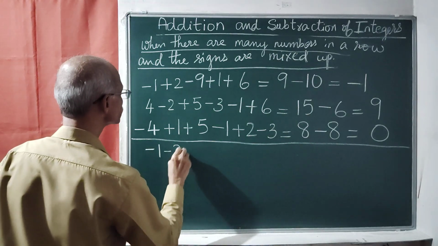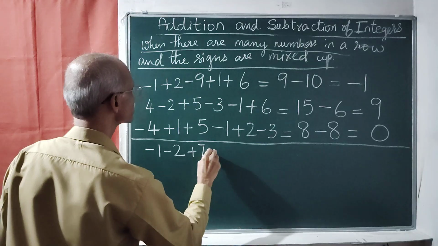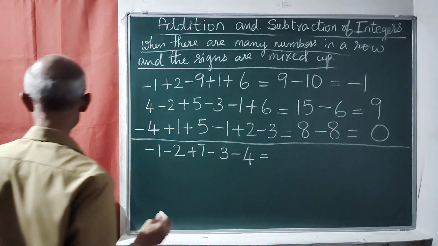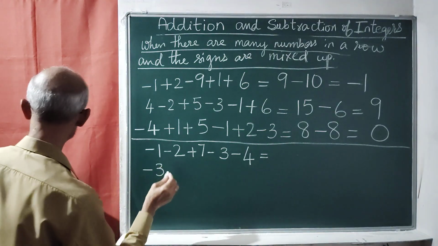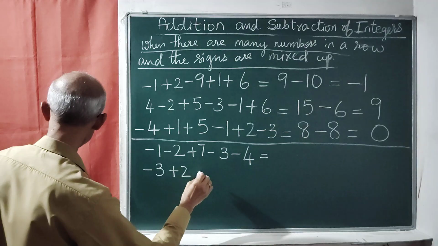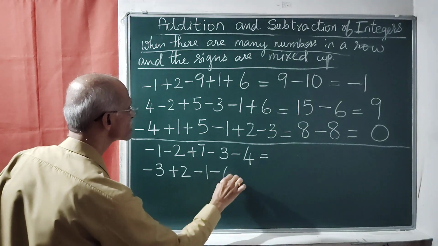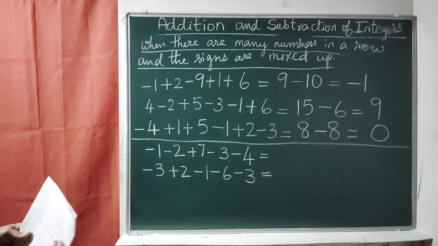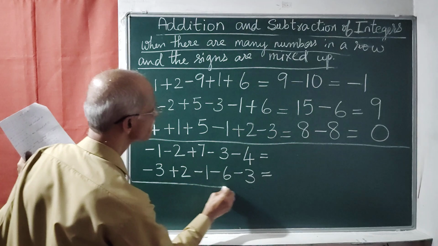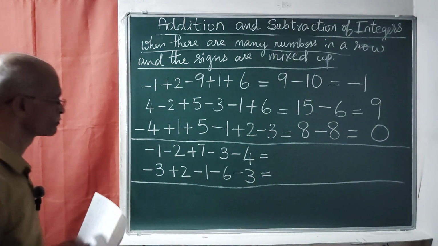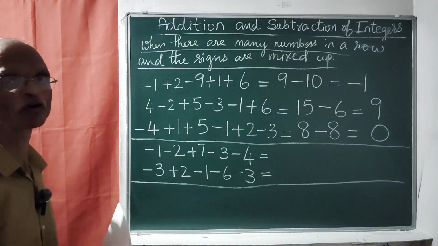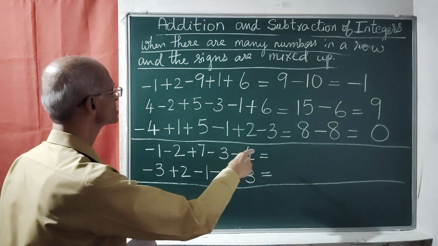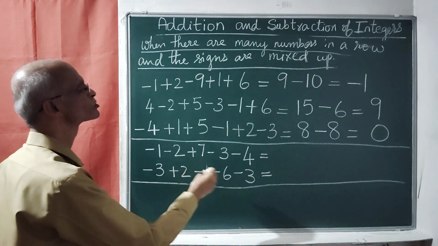-1, -2, plus 7, -3, -4, -3, plus 2, minus 1, minus 6, minus 3. You can see here. So what is the first step? Pick up the plus numbers, add and put plus. In this case, there is only one plus number. So write it as it is.